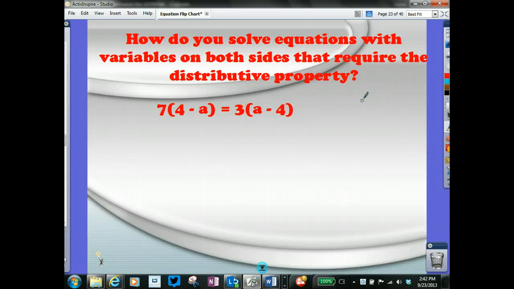Alright, let's look at this same kind of thing. You got 7 times the quantity 4 minus a, equals 3 times the quantity a minus 4. Go ahead and pause the video and work this one out and see what we come up with.